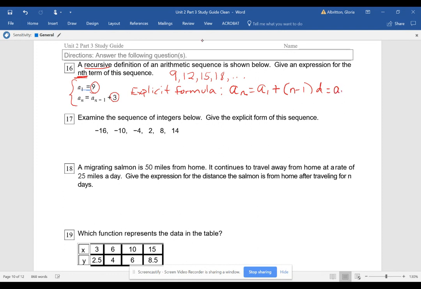It will be a sub n equals, what's the first term? 9 plus n minus 1, and the common difference was 3. So I'm going to squeeze the 3 right there so I won't run off the paper. All right. Now, let me rewrite that under here because that's going to help us get this expression. So I have 9 plus n minus 1 times 3.